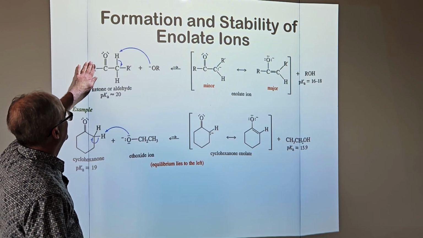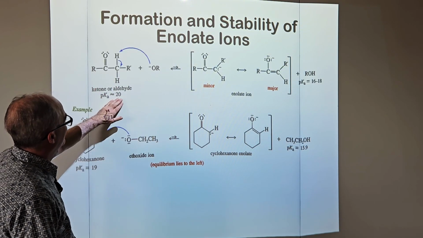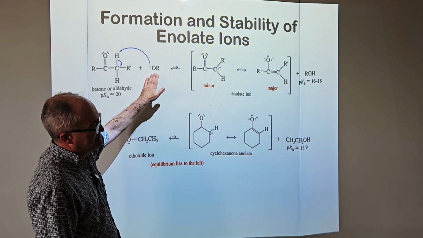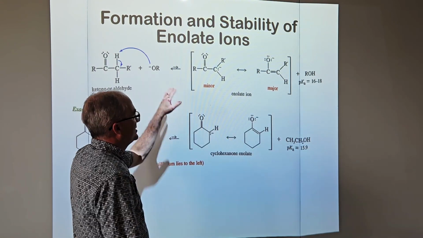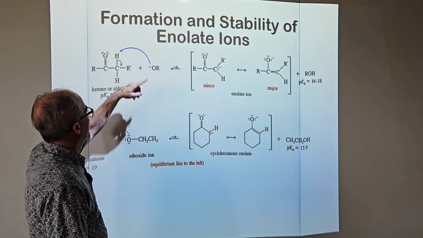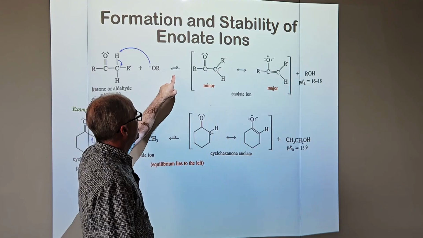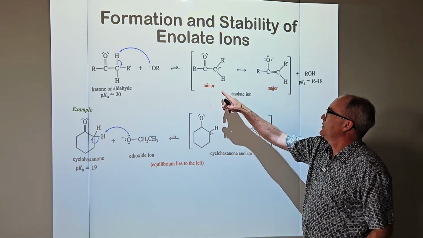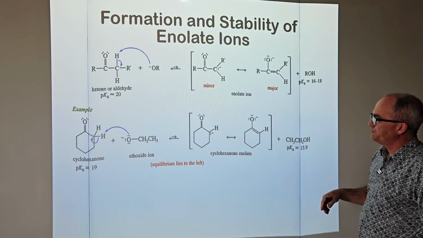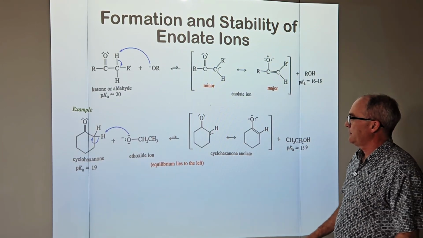So if this was a hydrogen, it would be an aldehyde. We're looking at a ketone here. pKa roughly 20. Alkoxide, its conjugate acid is alcohol, pKa of 16 to 18. So anyway, that comes around, easily pulls off that hydrogen ion. But notice our equilibrium arrows. Then we form the enolate ion. We have a minor and major contributor. And equilibrium still lies to the left.